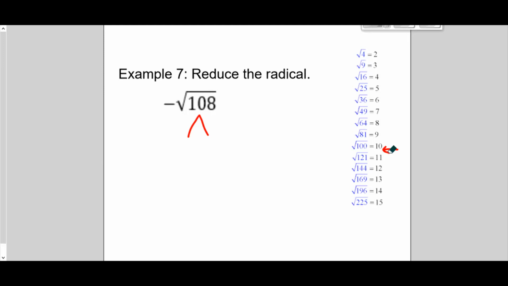So what I want you to do is check the perfect squares that I'm about to circle. Which one is the highest one that goes into 108? Use your calculator. I want you to determine which is the largest one that goes into 108. So pause the video and give that a try.